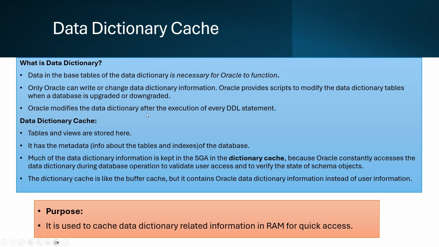So right now you just remember what the data dictionary purpose is. It is used to cache data dictionary related information in RAM for quick access. All your metadata will be there for quick access of your objects.